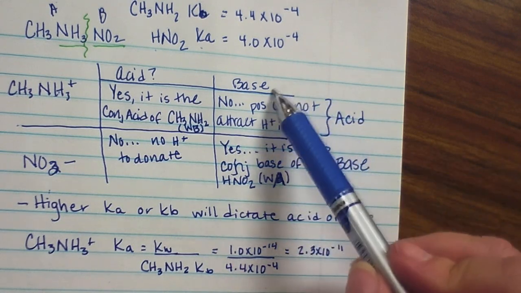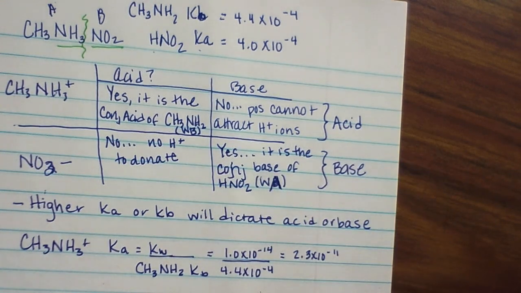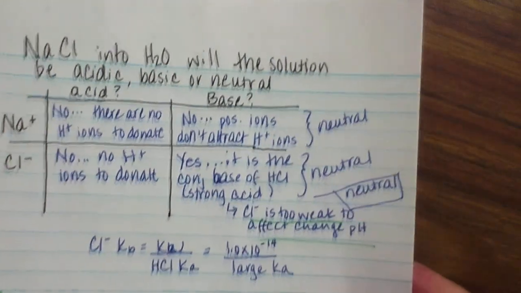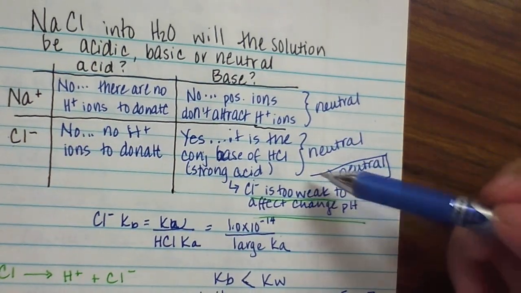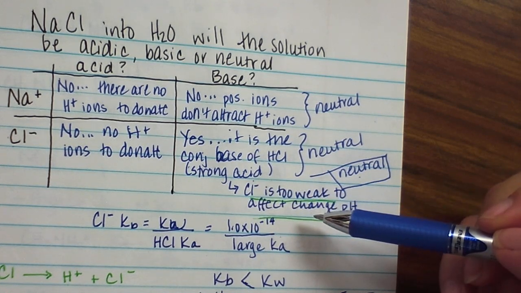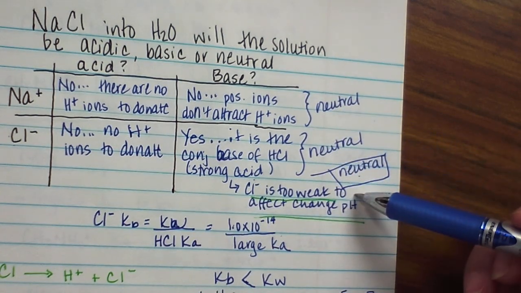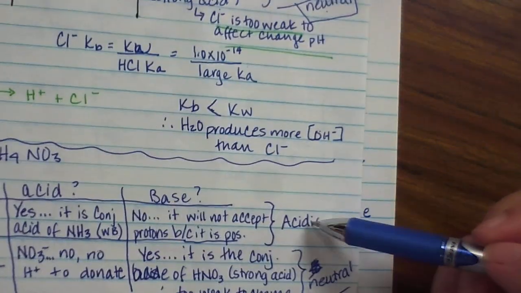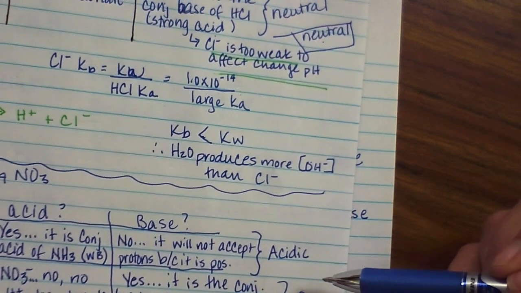Then you're going to go to the base and do the same thing. You're going to summarize, and if it's neutral, you have to explain that the Cl minus is neutral due to the fact that it's from a strong acid. If it's neutral and neutral, then your solution will be neutral. If it's acidic and neutral or basic and neutral, then it will be either acidic or basic.